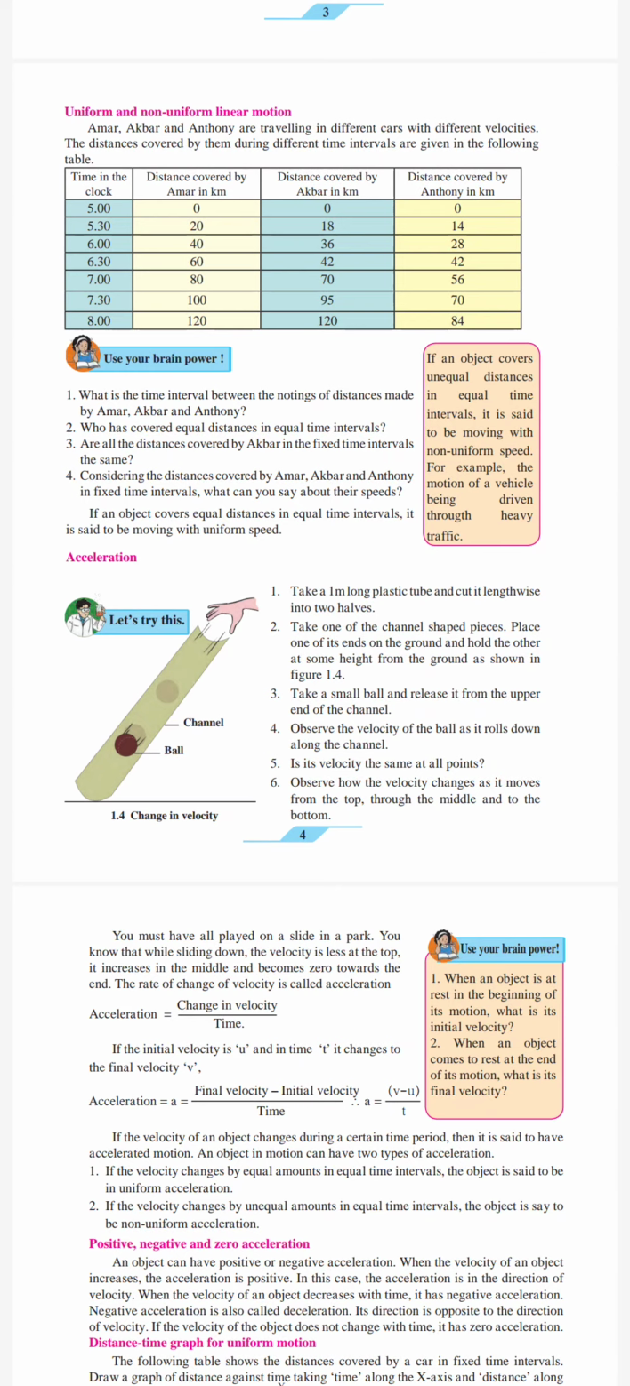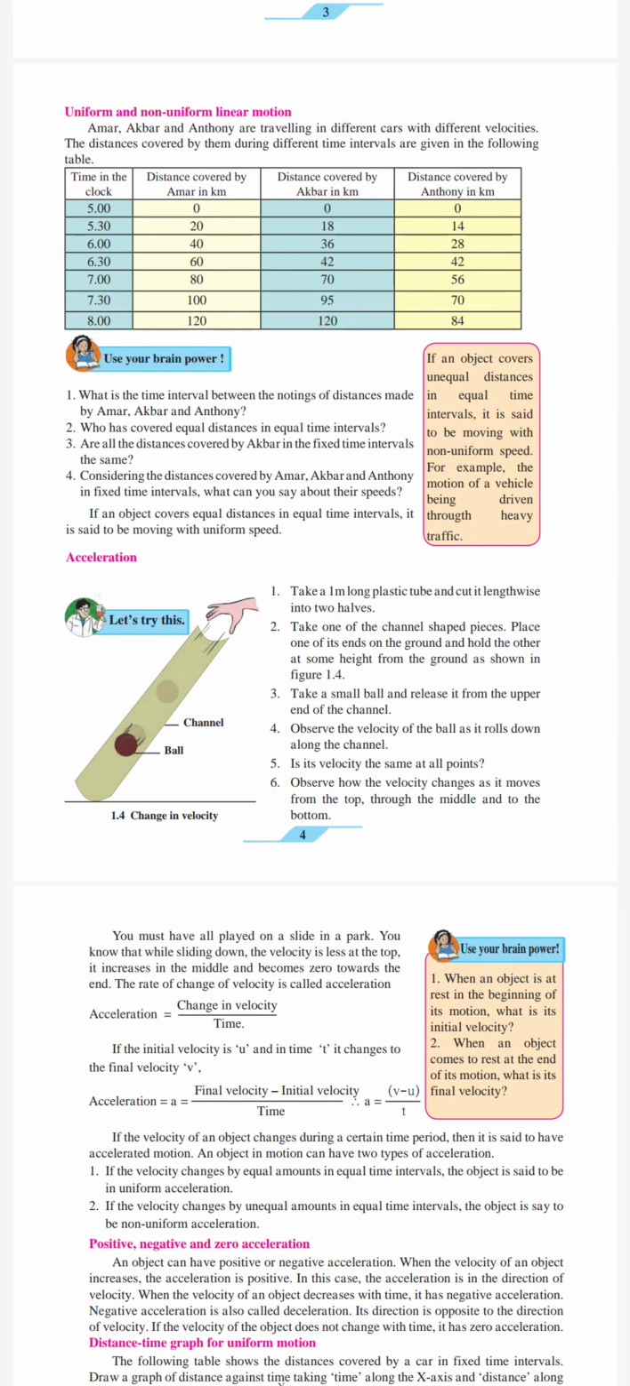But observe, there is a difference of 20 km every time, in every half hour. It means every half hour, Amar is covering a 20 km distance. So every half hour Amar is covering the same distance of 20 km.